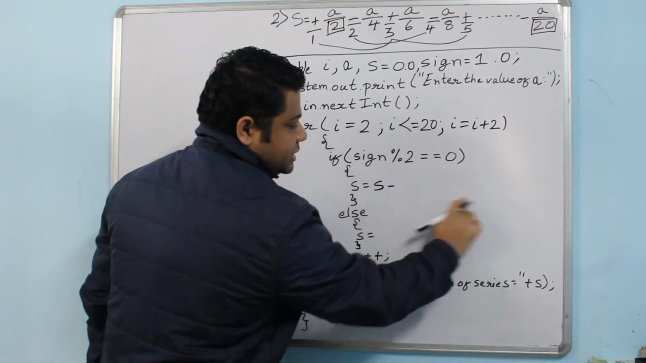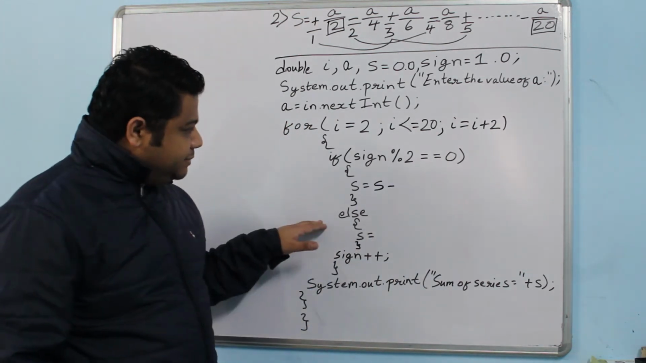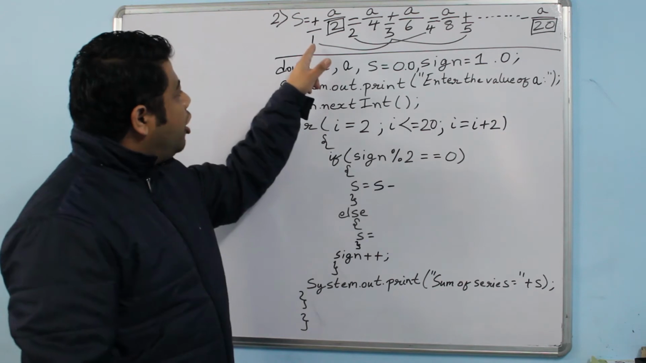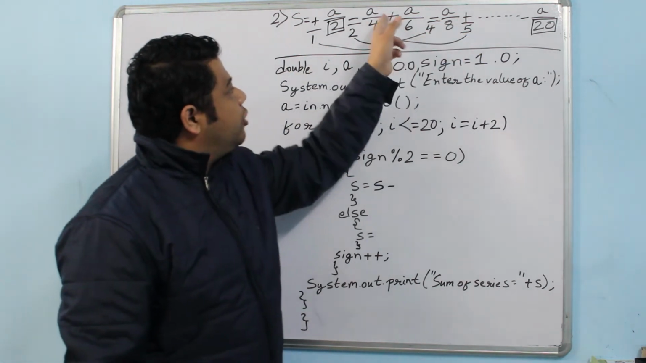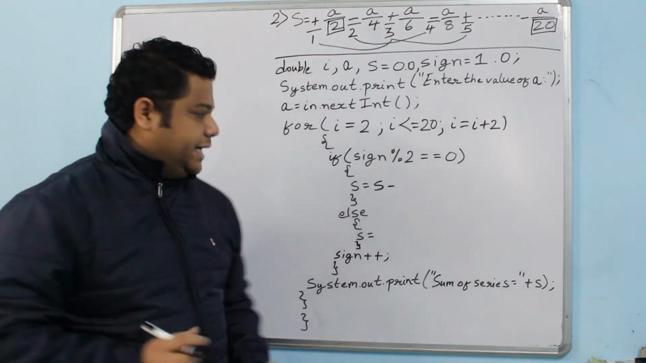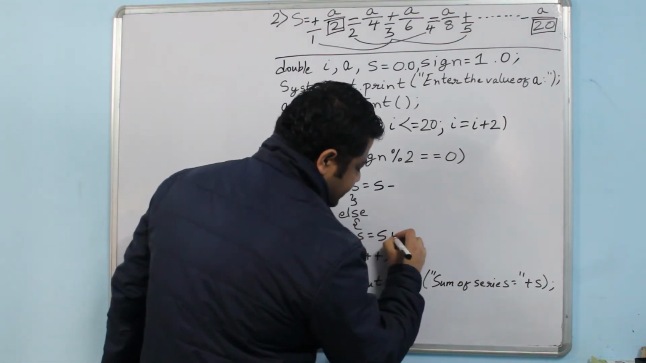Now let's do this a little bit later. Else means the sign position is odd. Odd means 1, 3, 5 we got over here plus sign. So we'll write down S equals S plus.